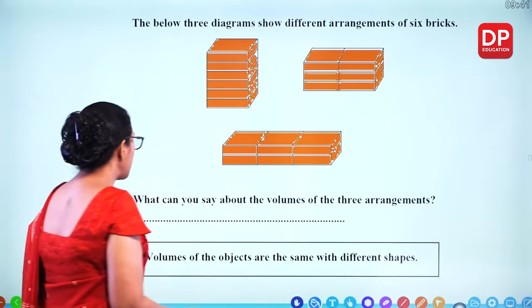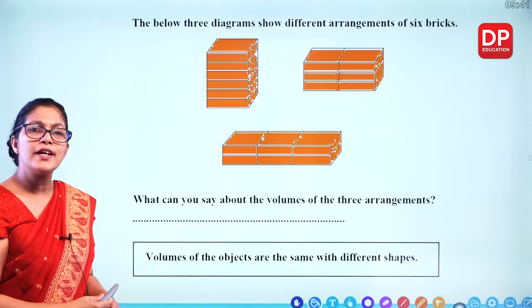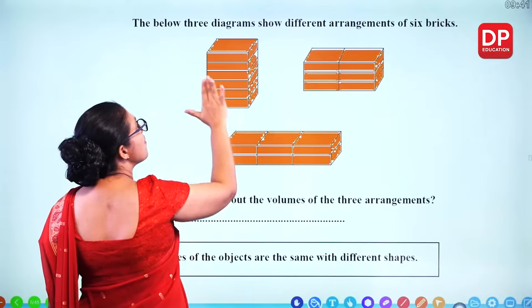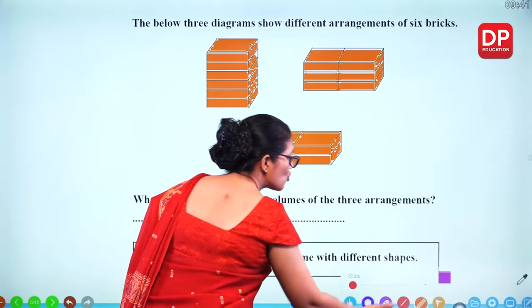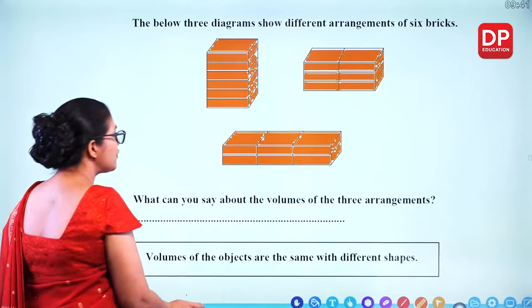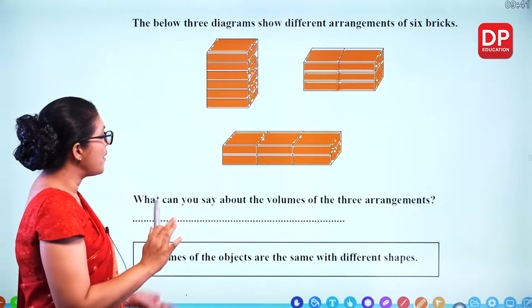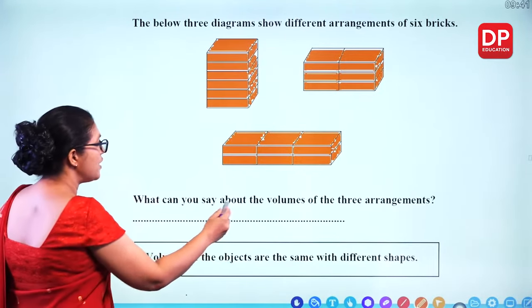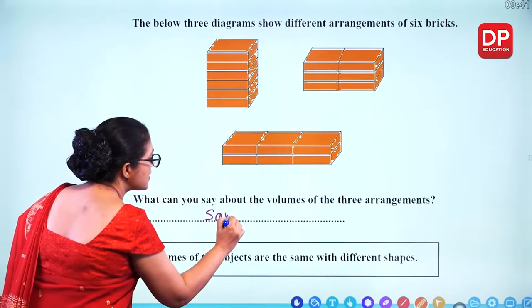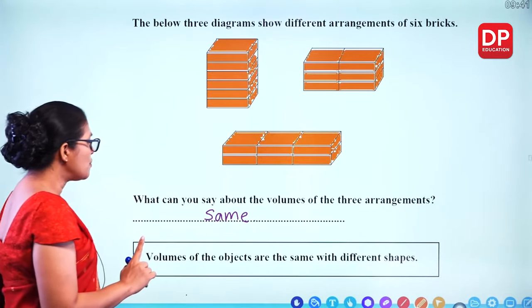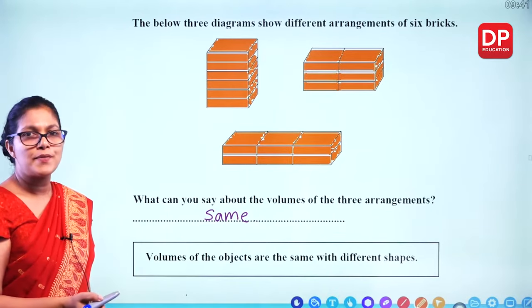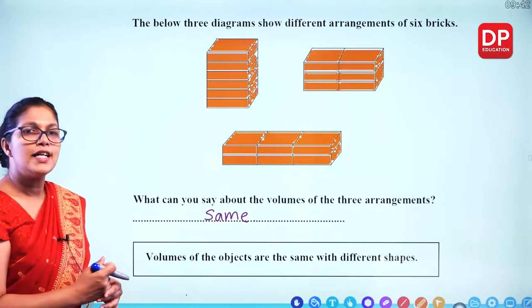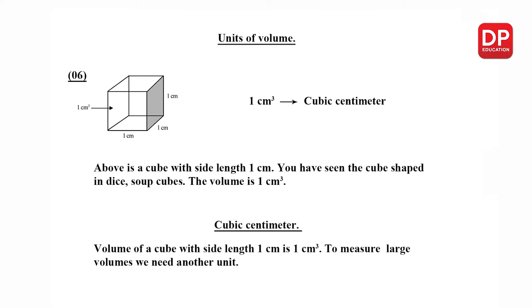So what can you say about the volumes of the three arrangements? The space occupied by this object is the same. So we can say in all three diagrams, the space occupied by 6 bricks is the same. So in three arrangements, volumes are the same. Volumes of the objects are the same with different shapes, because we took 6 bricks to get different arrangements. What are the units of volume?